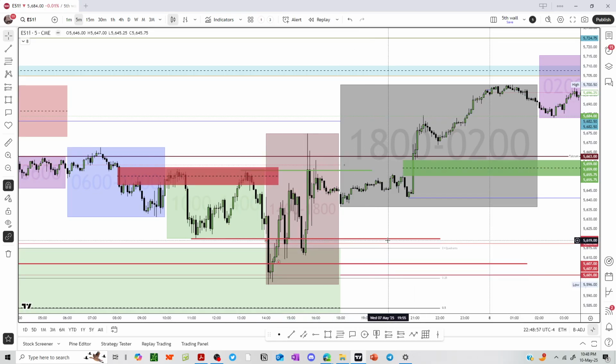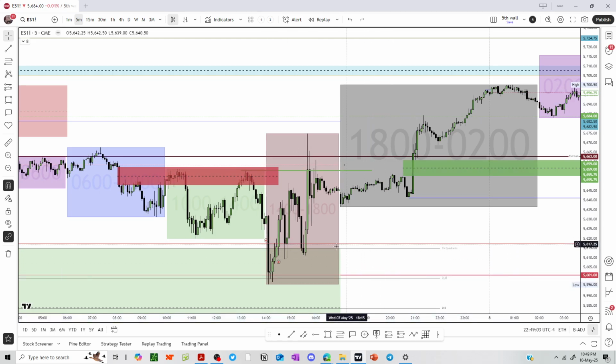Took out those lows, and then, oh, so this is news FOMC. And again, it held this quarterly level on this 4-hour fair value gap. And again, so took out the low.